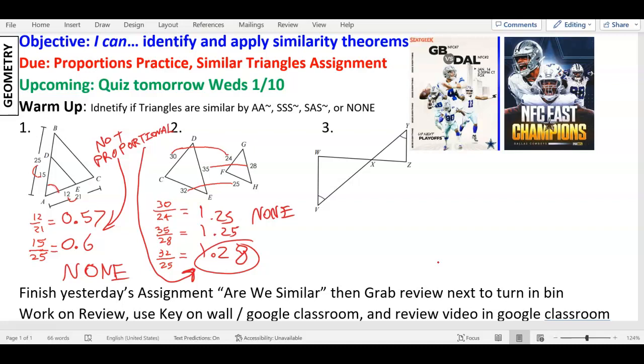Okay, last one, number 3. Now, on number 3, the only thing labeled is one pair of angles. One arc, right? Is that enough to tell me AA? One arc pair? That's only one A. Okay. So should I write none, or is there something that I should label here?